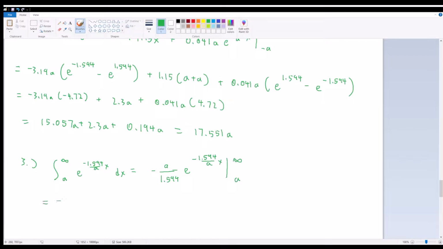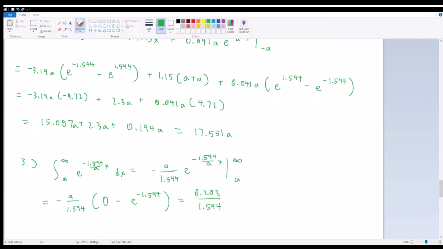This is going to give us negative a over 1.594 multiplied by e to the, let's see, so what's this going to be? e to the negative infinity is just 0, so 0 subtracted by e to the negative 1.594. That is e to the negative 1.594. That's going to be 0.203. So this is going to be 0.203 divided by 1.594.